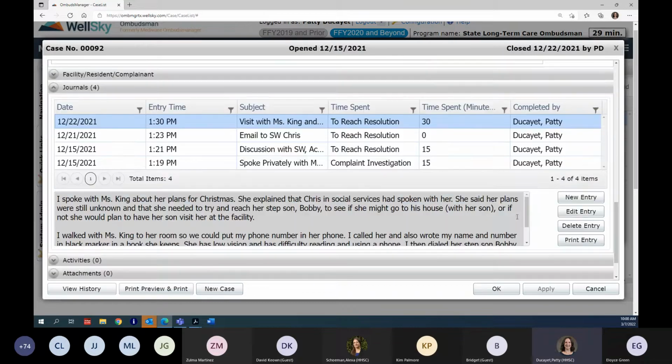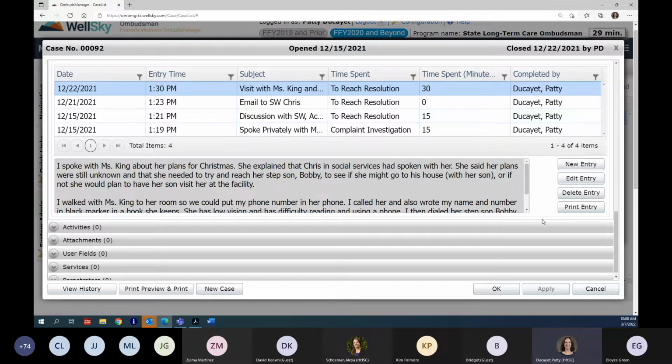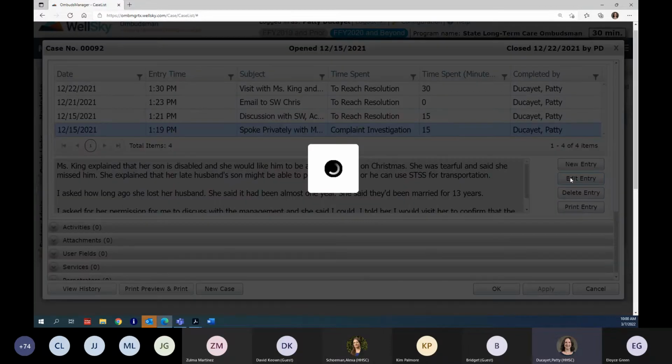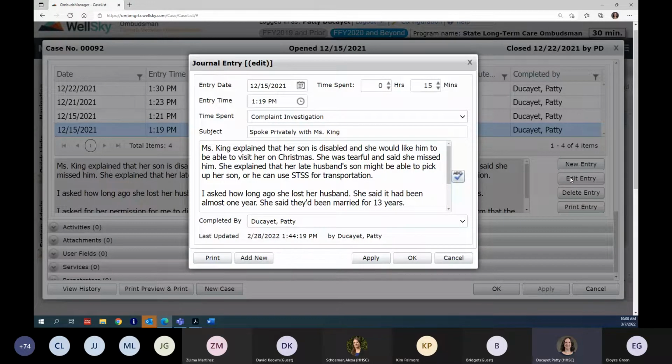Now I'm going to show you some journal entries, and I hope you'll see that these aren't necessarily complex. This isn't necessarily complicated documentation, but it tells you the story of the actions that I took. So this first one, I will open. And this is an explanation of my complaint investigation.